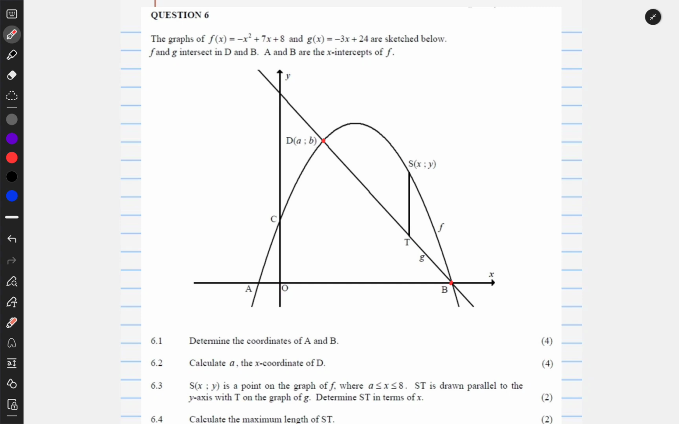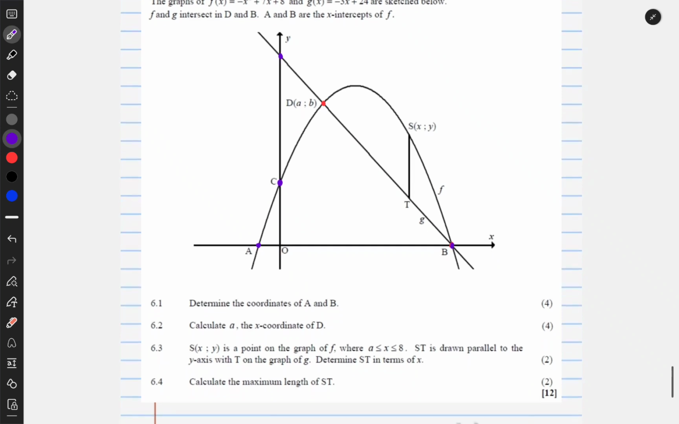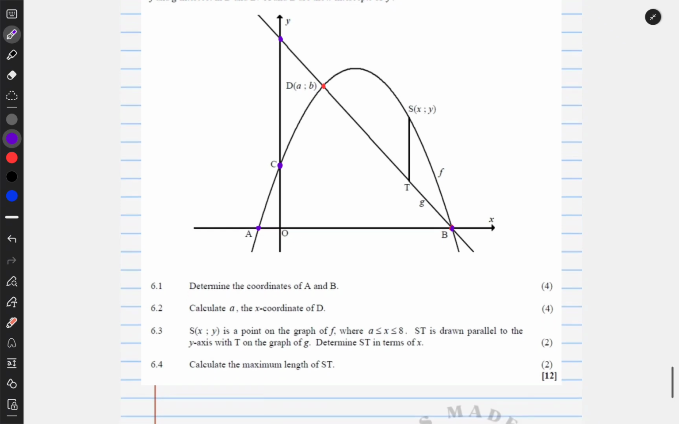Those two are sketched below, and then we are told that these two graphs intersect at D and at B, and also A and B happen to be the x-intercepts. We also have point C, which is the y-intercept for the graph of f, and the point here, which is the y-intercept for the graph of g. So first question, we are asked to determine the coordinates of A and B, and we already know that A and B are the x-intercepts.